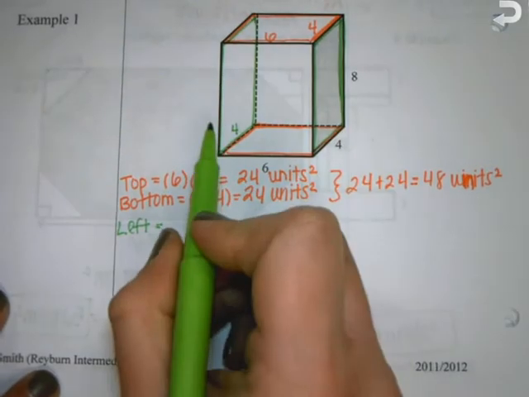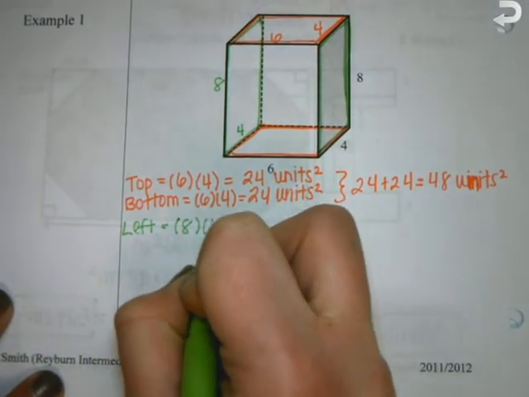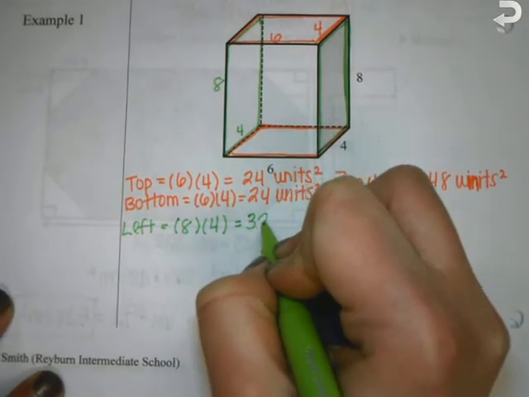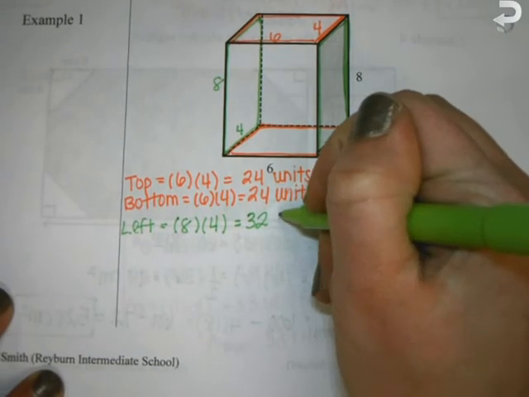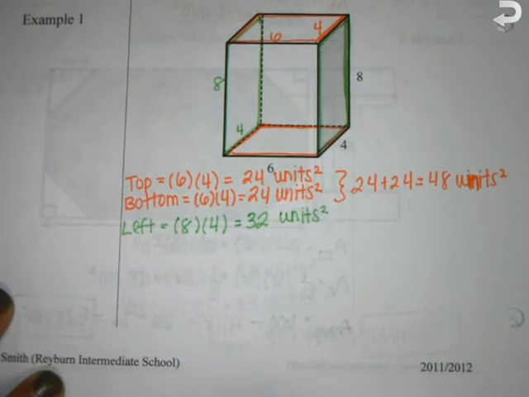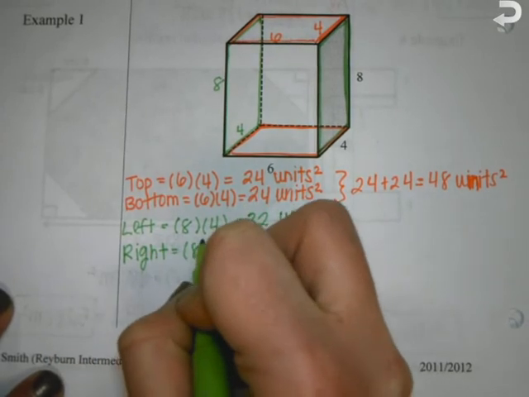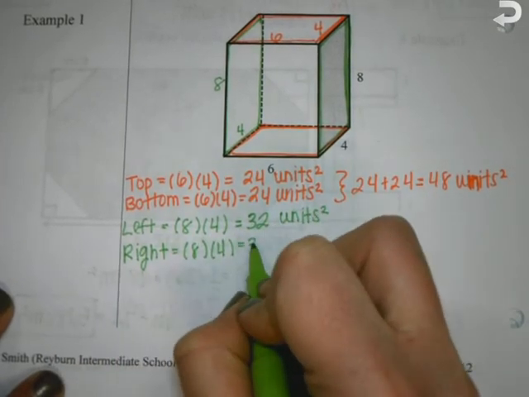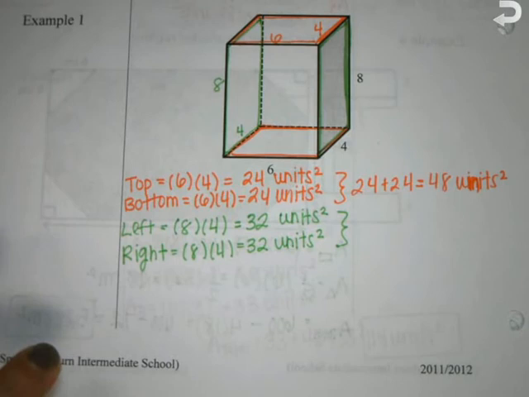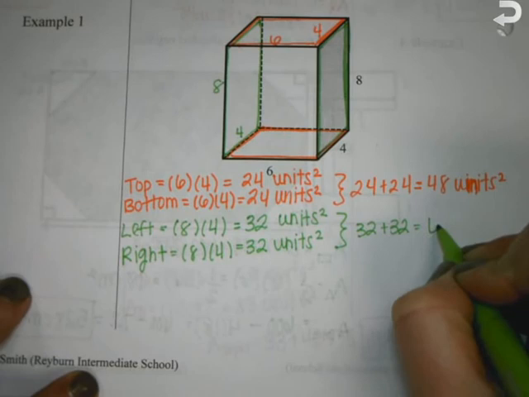8. So area of the left is 8 times 4, which is 32. 32 what, Preston? 32 units. Good job. 32 units squared. So the right is going to be 8 times 4 equals 32 units squared. Thank you, Michael. So let's add those together because that's going to save us some time. 64. Awesome. 32 plus 32 equals 64 units squared.